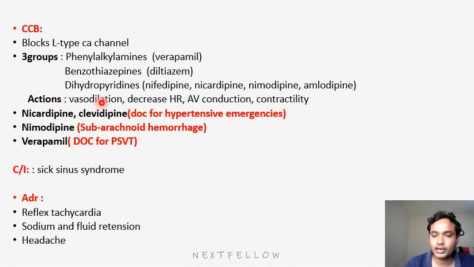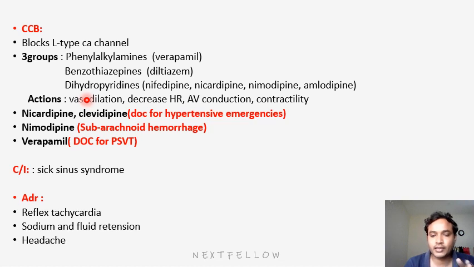They are vasodilator drugs. With their vasodilating property, they decrease heart rate, AV conduction, and contractility also. First is vasodilation, so they reduce BP. They decrease heart rate, so the burden will be decreased. AV conduction is reduced, so the rate is also controlled, followed by decreased contraction also.